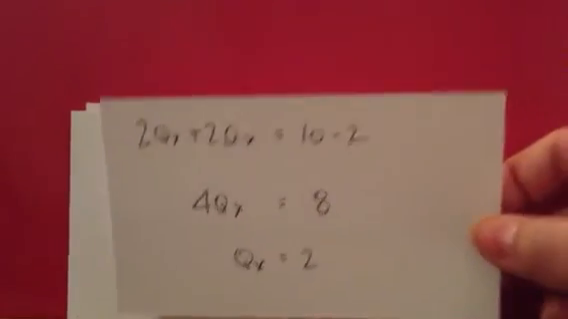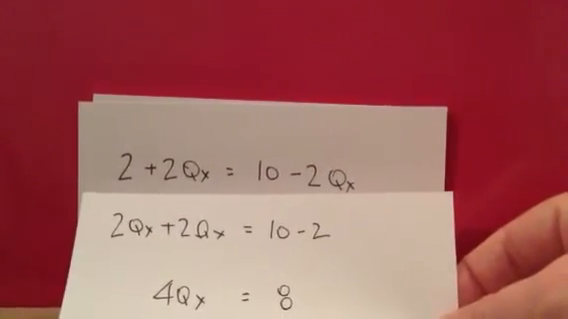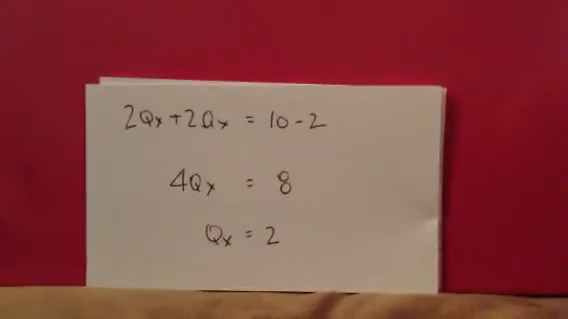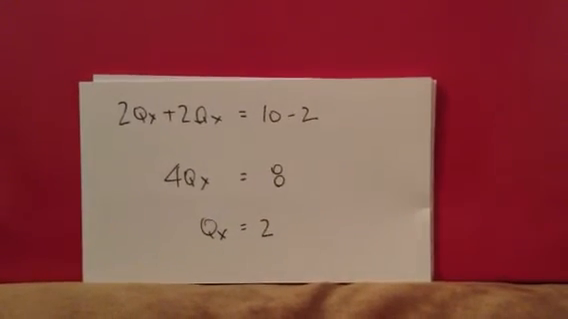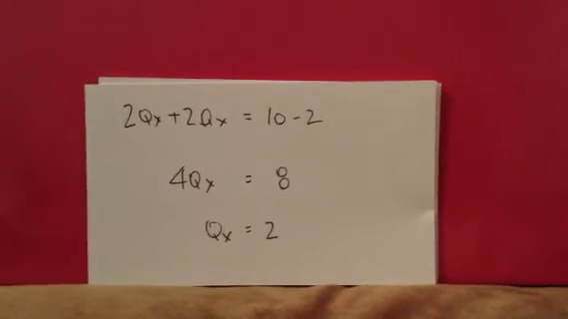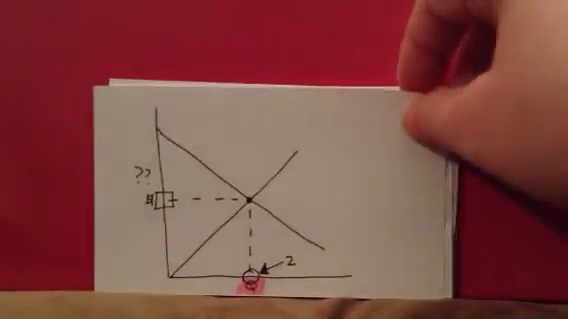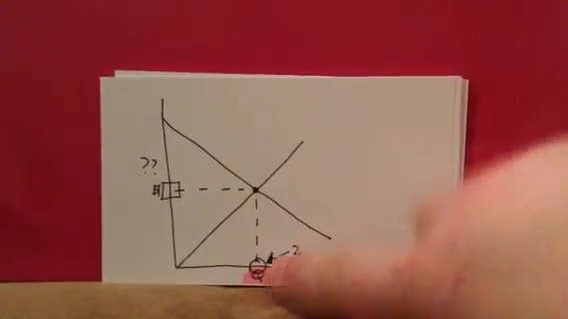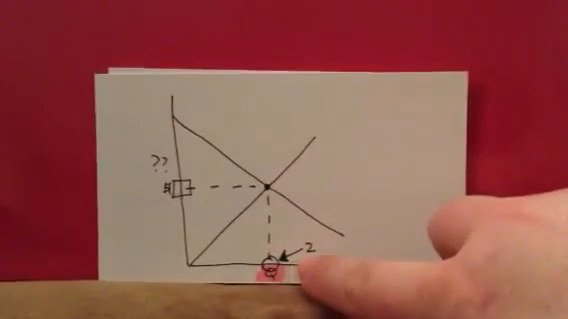So what I've done is I moved the Q's to the left side of the equation, which gave me 2Qx plus 2Qx, and then I moved the 2 to the other side, which makes it a negative, so 10 minus 2. From there, it's basic math. You add your Q's together, so 4Qx equals 10 minus 2, which is 8, divide by 4, and Qx equals 2. Here's our graph again, our supply and the demand, and the quantity, which is what we just solved for because we solved for Q. So Q for quantity right here is 2.